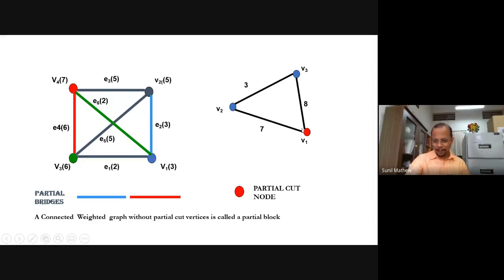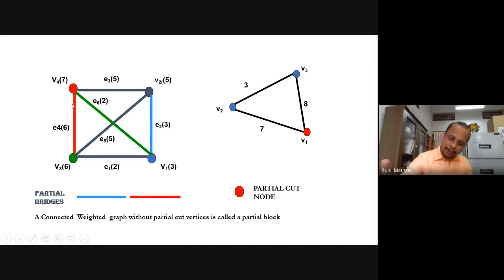You may just look at here. That is convenient. This V1, it is very obvious. Initially, the flow between V2 and V3, the minimum of 7 and 8, was 7. When it goes, it becomes 3. So this is a partial cut node. Similarly, you can find partial bridges here. This is a partial bridge. Even the flow between its own end nodes is affected.